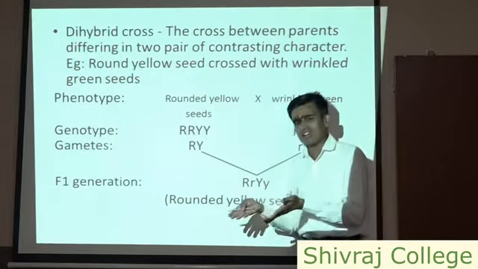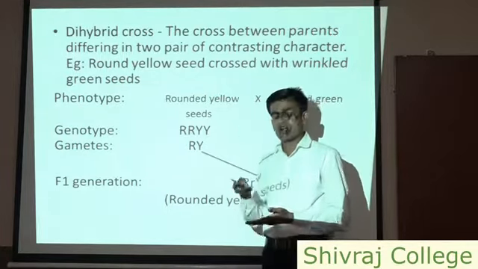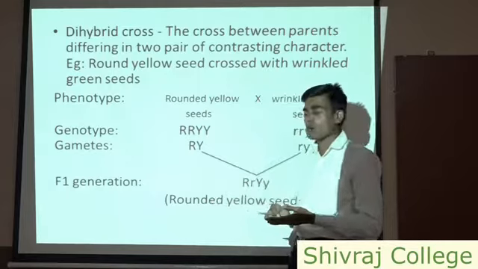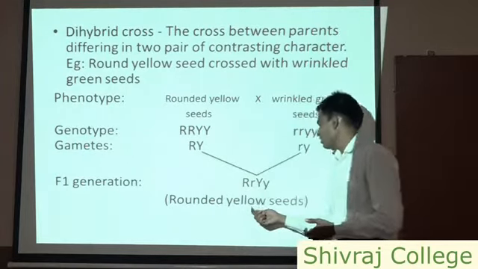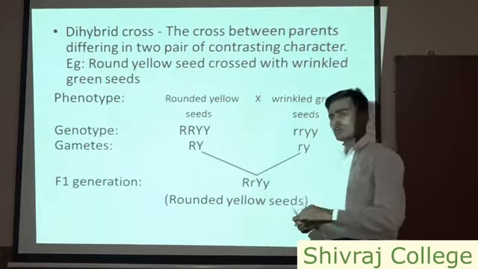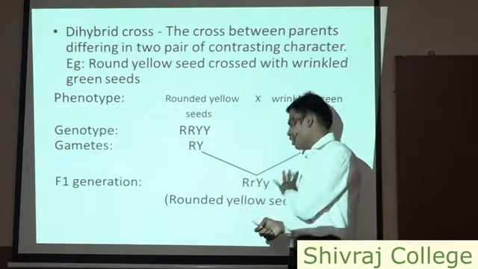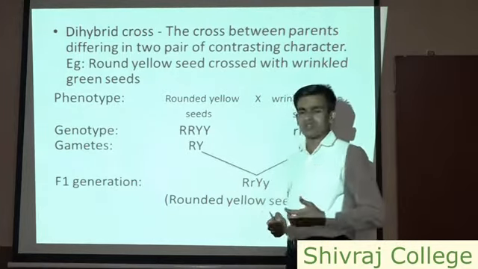Such plants are sown and raised into the next generation, and the plants produce seeds. The seeds are round shaped yellow colored seeds. So these round shaped yellow colored seeds are found in the first generation.